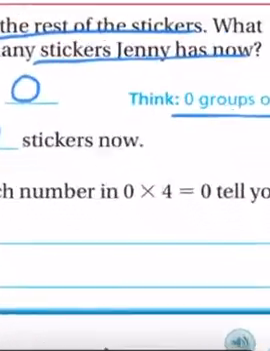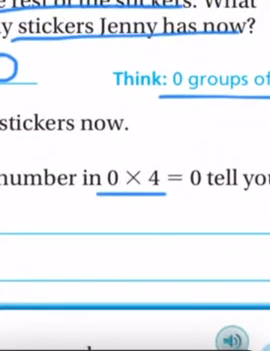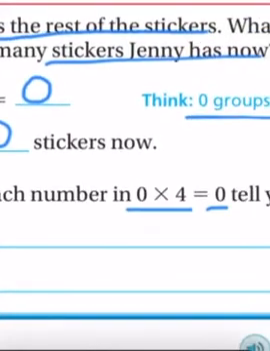What does each number in 0 times 4 equals 0 tell us? Well, you don't have to write this down, but I am going to explain it. This 0 right here tells us how many pages she has. This 4 tells us how many stickers are on each page. And then that tells us how many total stickers she has.